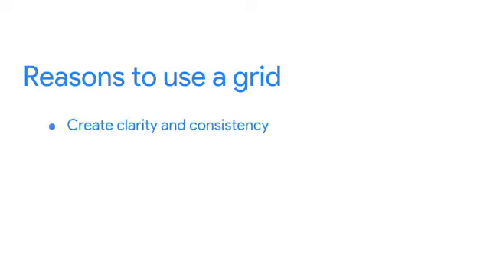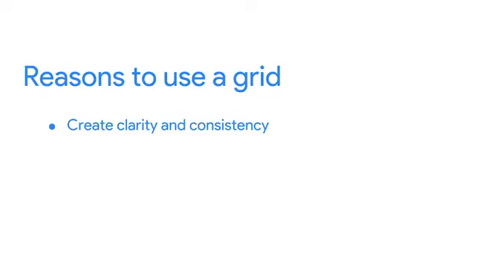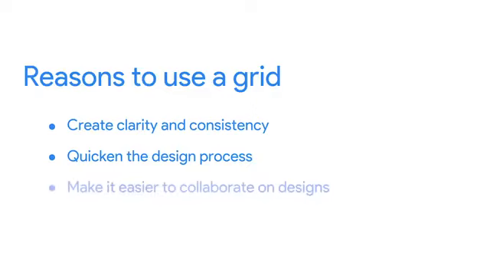When you're just getting started as a UX designer, you might want to use a grid for a few reasons. First, grids create clarity and consistency. An effective grid guides the eye, making it easier and more pleasant to scan elements on the screen. Second, grids quicken the design process, making it faster to place elements on the screen. And third, grids make it easier to collaborate on designs. With a grid, designers will generally know where to place things.